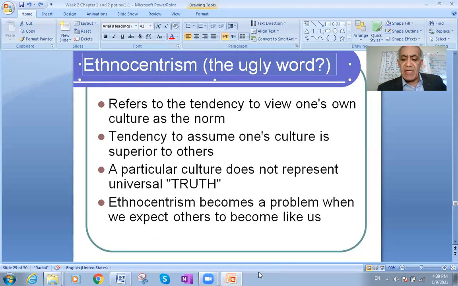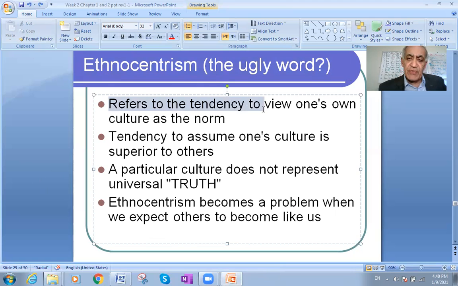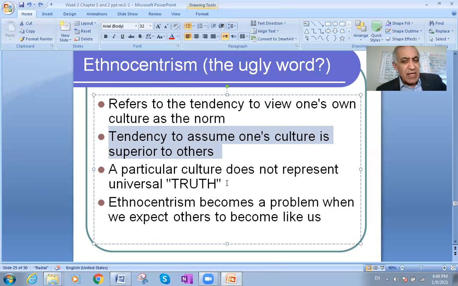Ethnocentrism. So what do we mean by ethnocentrism? It refers to the tendency to view one's own culture as the norm, and the tendency to assume one's culture is superior to others. I'm asking a question: is this an ugly word, or is it a beautiful word? Does it mean a good thing or a bad thing?